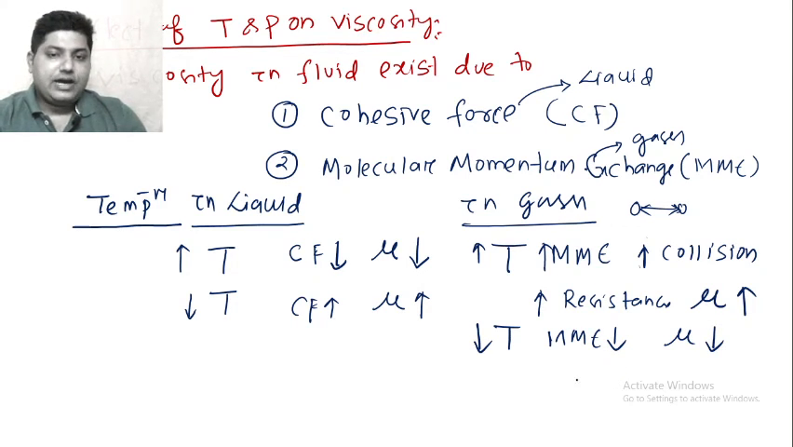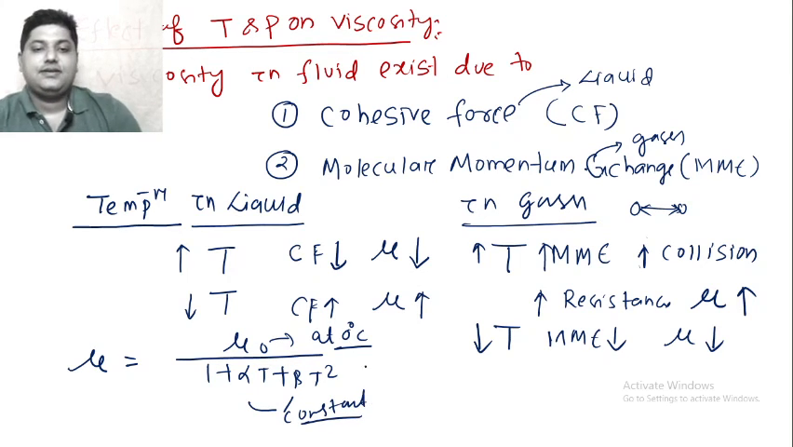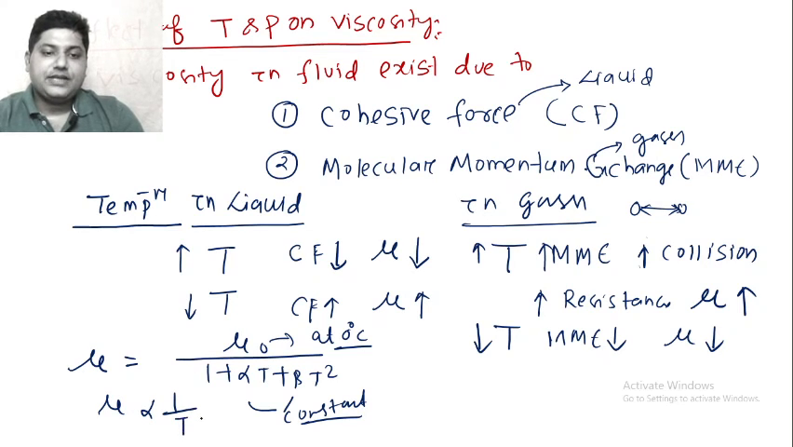If you ask me for the equation, the viscosity for a liquid is mu equals mu 0 divided by 1 plus alpha t plus beta t square. Mu 0 is the viscosity at 0 degree Celsius, and alpha and beta are called constants. Here we can relate that mu is inversely proportional to temperature. If temperature increases in the case of liquid, the viscosity decreases.